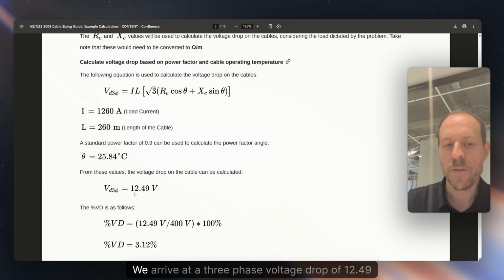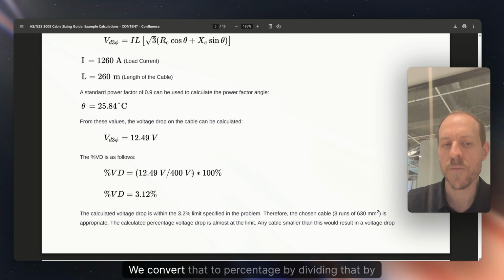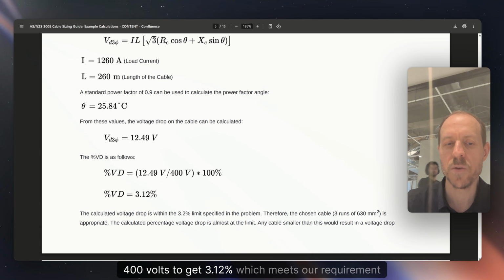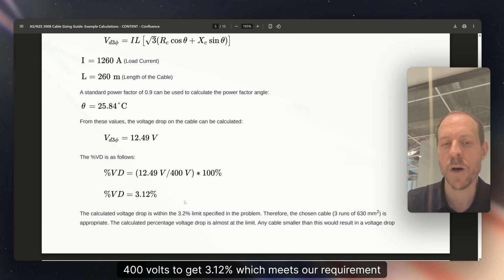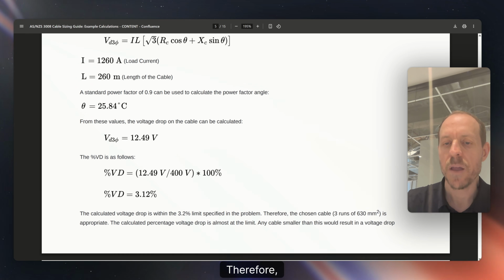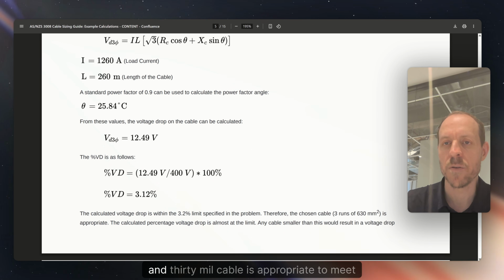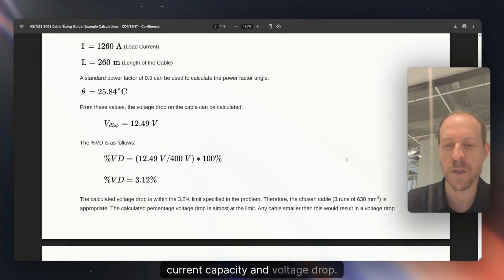We arrive at a three-phase voltage drop of 12.49 volts. We convert that to percentage by dividing that by 400 volts to get 3.12%, which meets our requirement maximum voltage drop limit of 3.2%. Therefore, three parallel sets of 630 mil cable is appropriate to meet current carrying capacity and voltage drop.